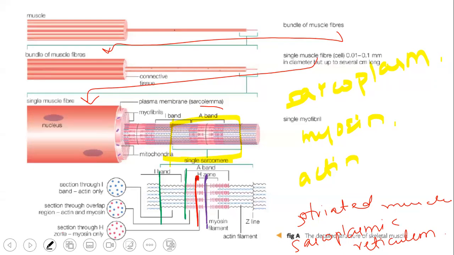So because of the arrangements of the actin and myosin fibrils, it gives us basically a striated appearance. It looks like there are multiple stripes, like there is a dark stripe, then a light stripe, then a medium stripe, like that. So that is why we say that they have a striated appearance. And the reason they have a striated appearance is because of the arrangement of the actin and myosin filaments.